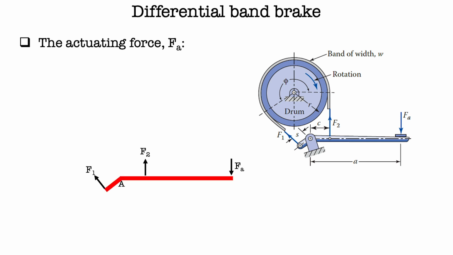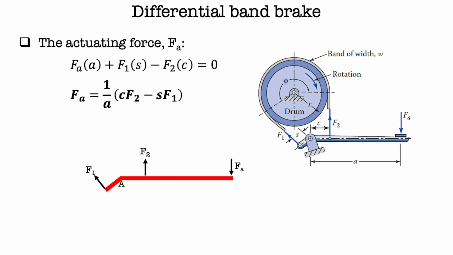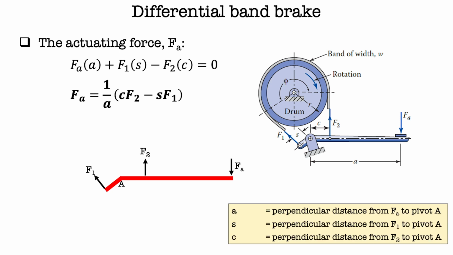The actuating force is calculated from the free body diagram of the lever. First, we draw the free body diagram, then apply static equilibrium equation to find the Fa. Then we get Fa as can be seen here. A, S, and C are the perpendicular distances from the respective forces to the pivot point A. Then to find the torque, we just use the same equation as the simple band brake just now, which is T equals F1 minus F2 times R.